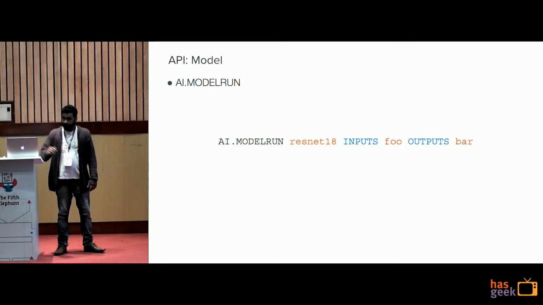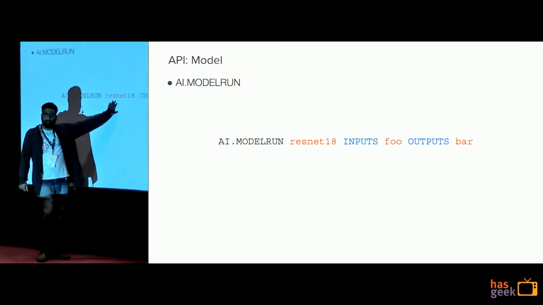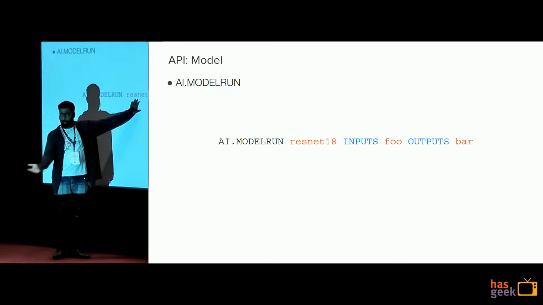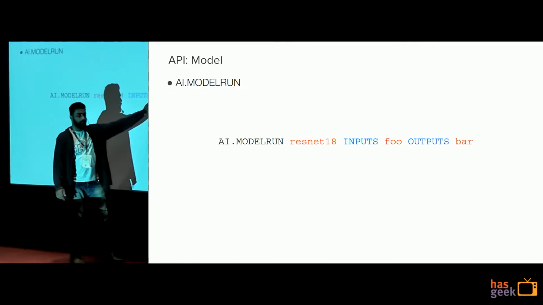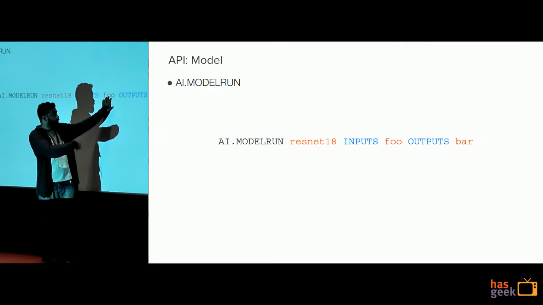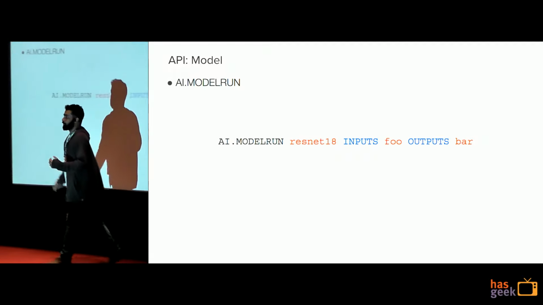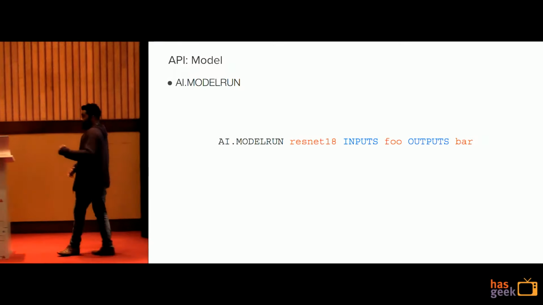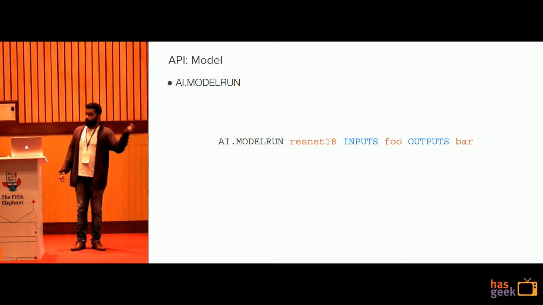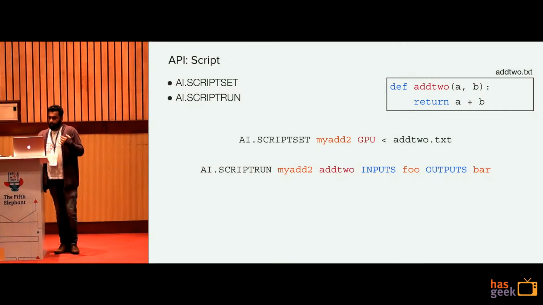So that's model set, and this is model run command. You say this is the key where I have saved a model and I want to run that model, take this input, again, it's a key, the input that's associated with this key, and save the output to this key, the key name bar. So when I do this, the model will be executed and the output will be saved on bar. Then I can do a tensor get on bar to get the data back, right?